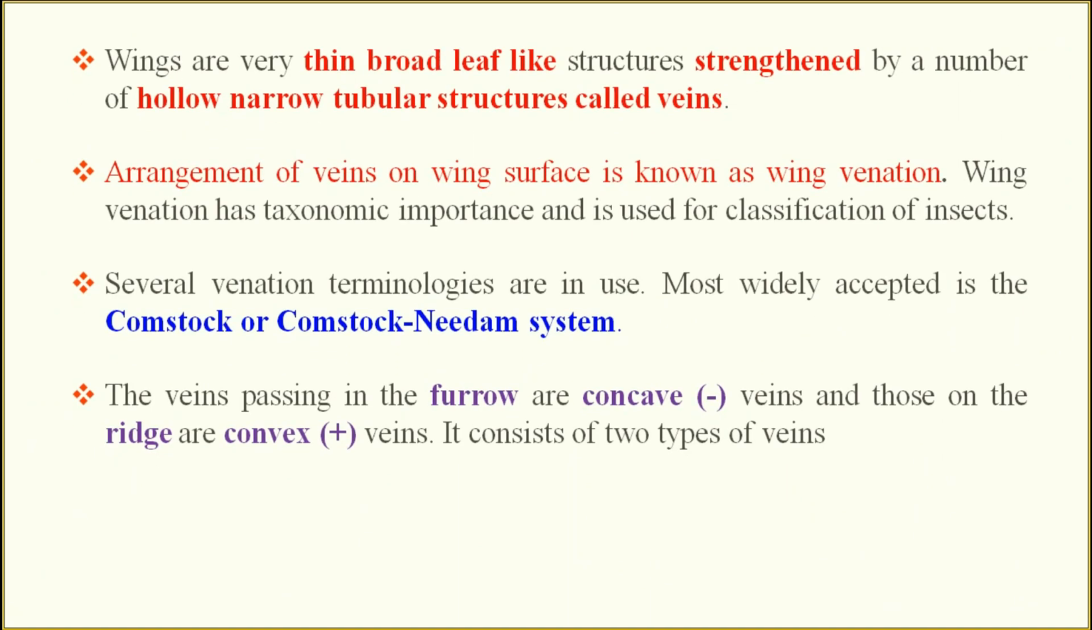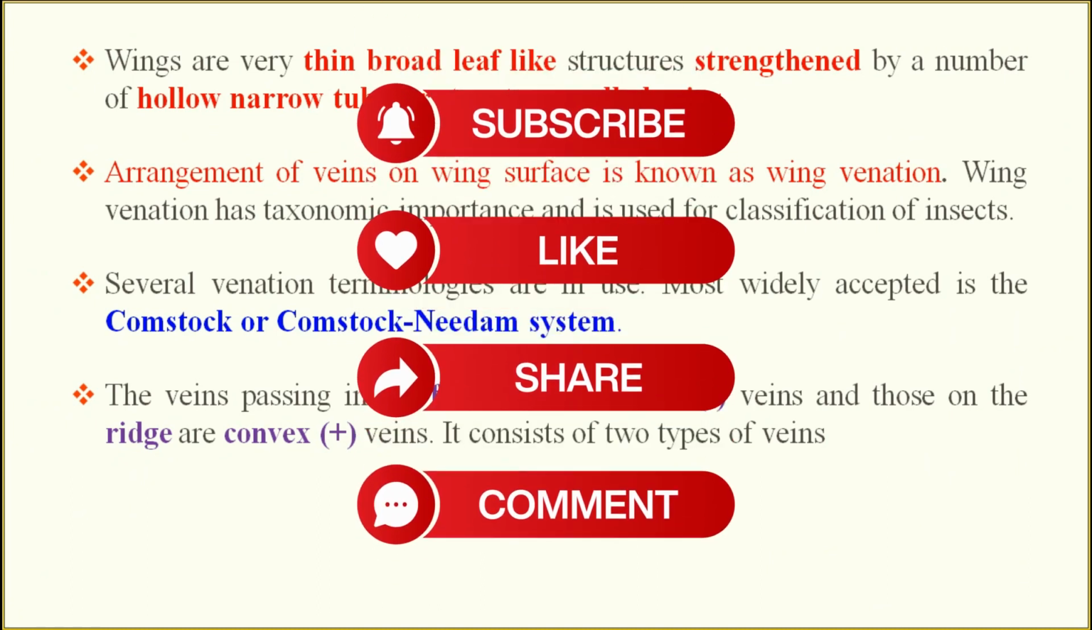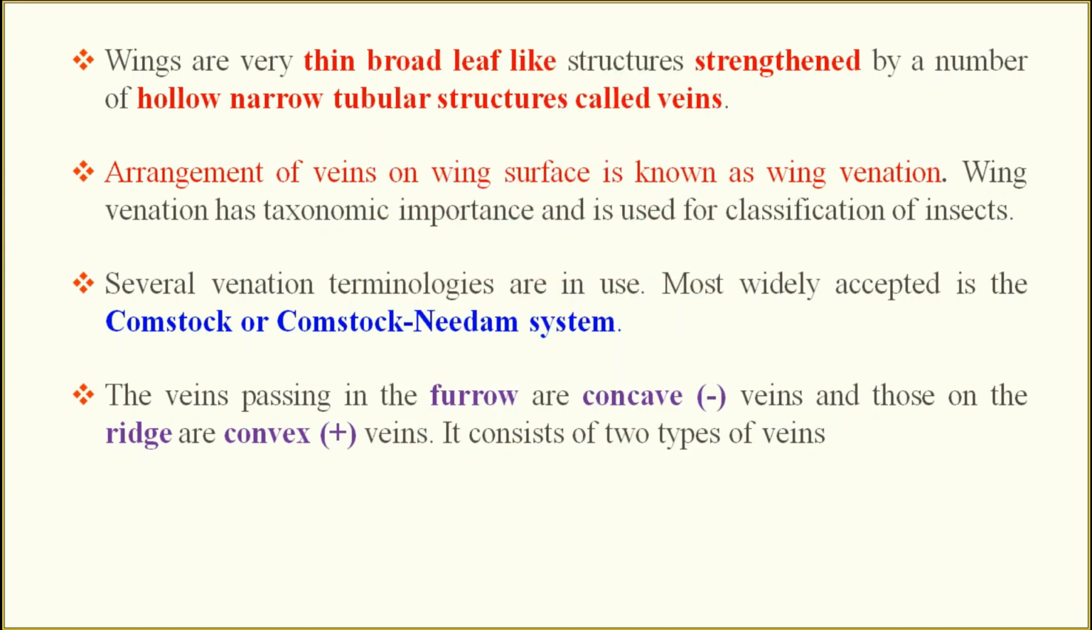Several venation terminologies are there, but the most widely accepted one is the Comstock or Comstock-Needham system. So whatever venation system we will now discuss, that is given by whom? Comstock and Needham. The most widely accepted hypothetical type of venation.